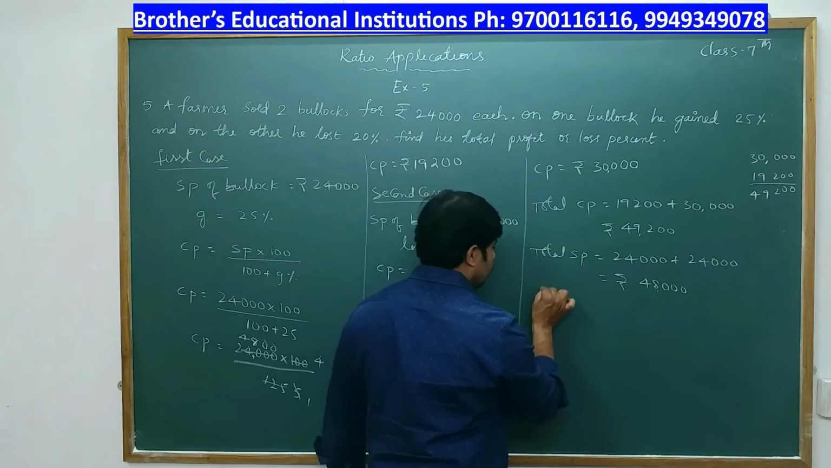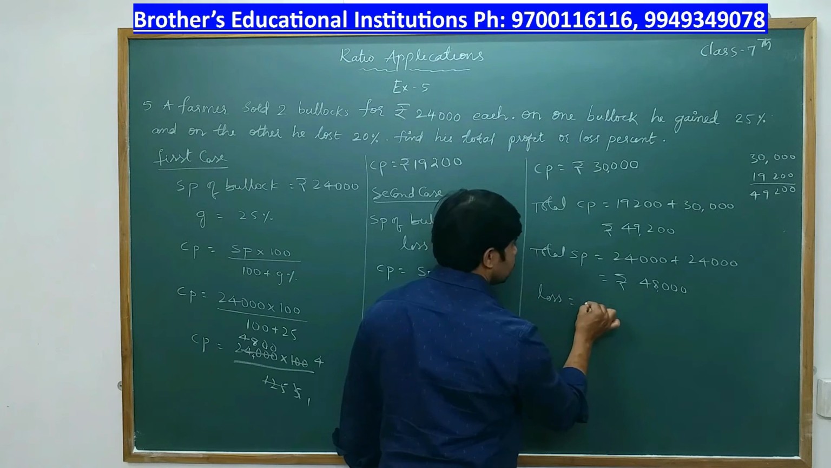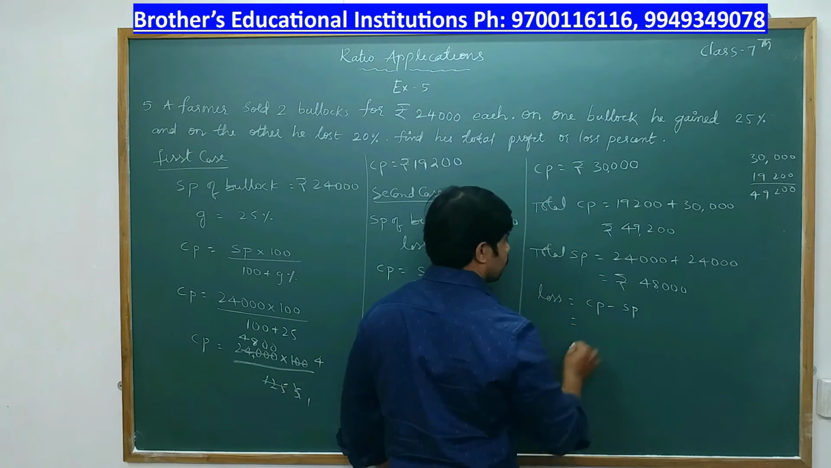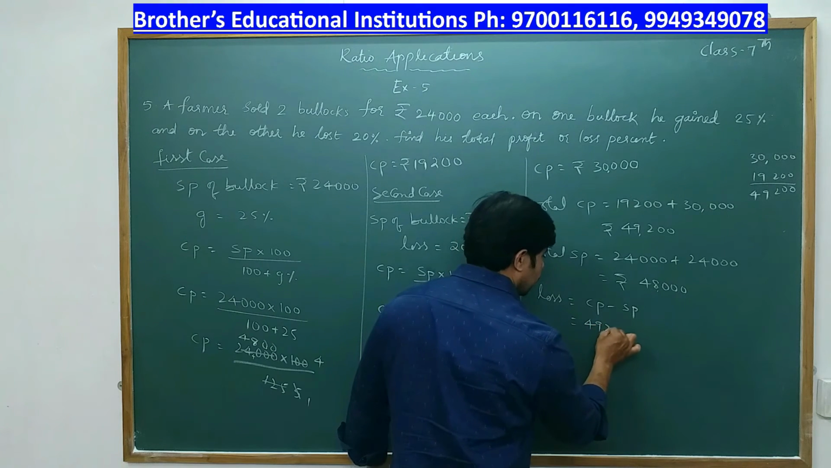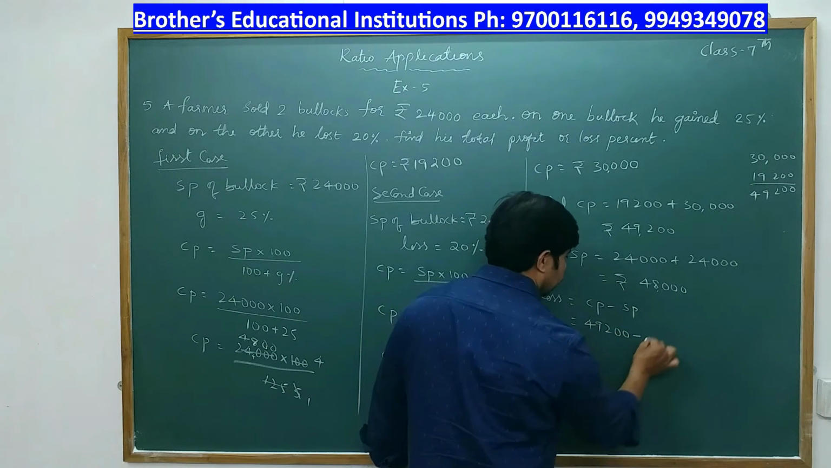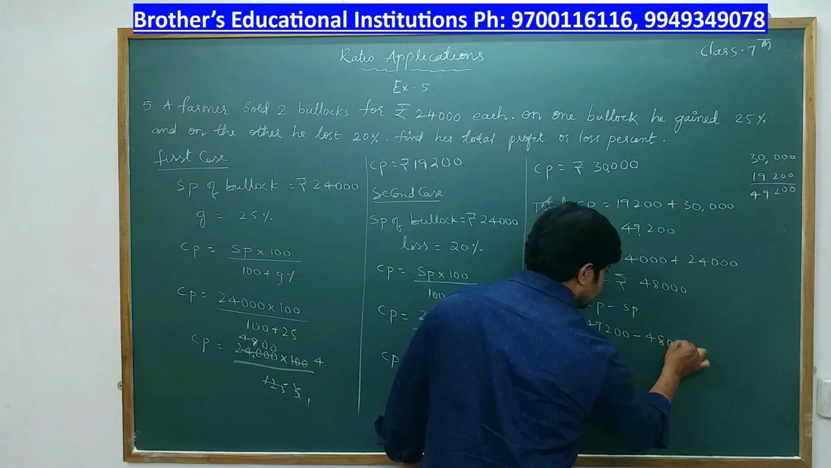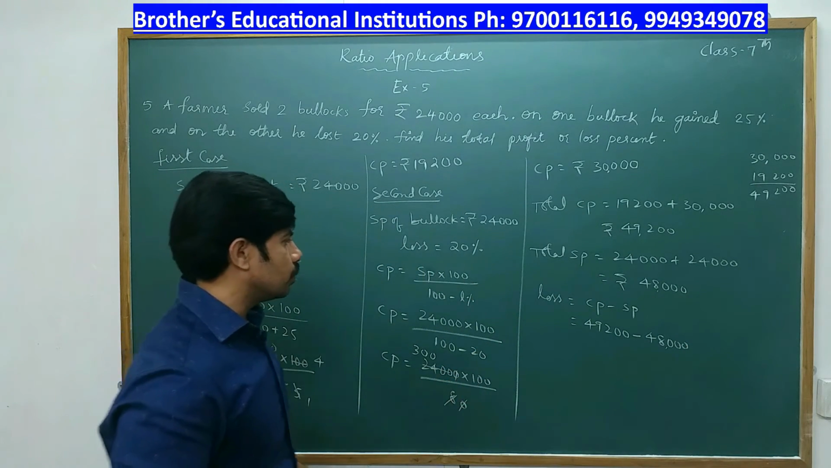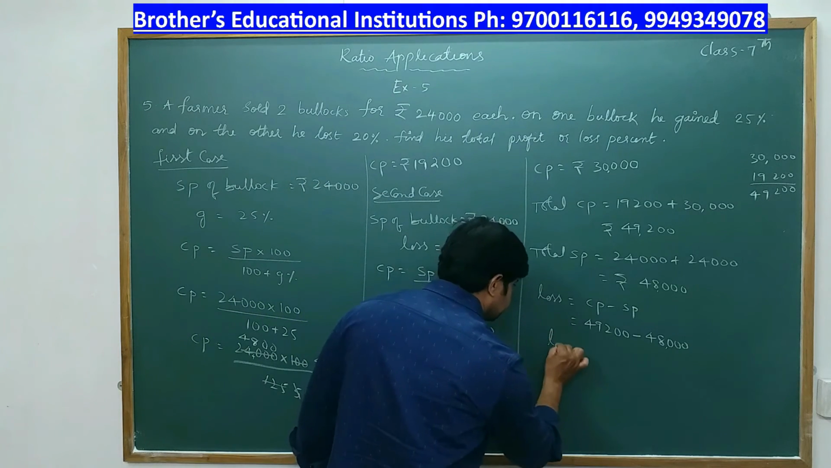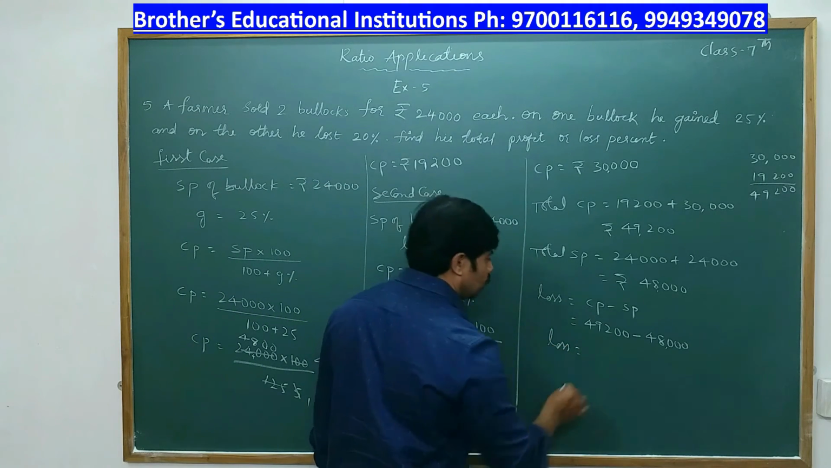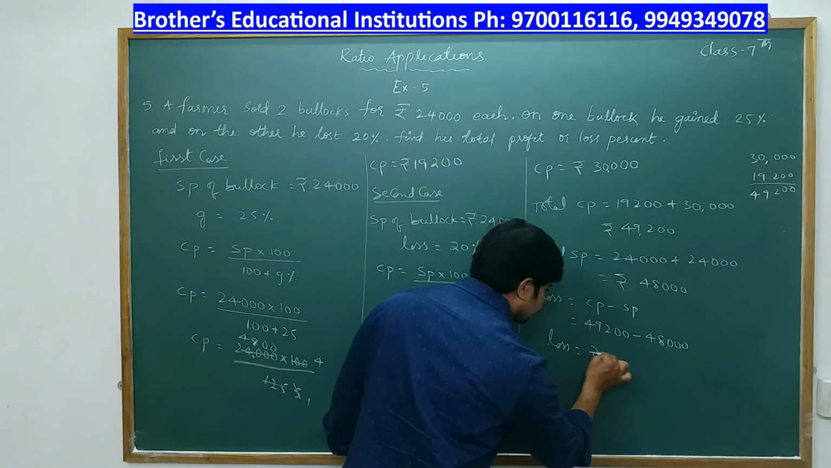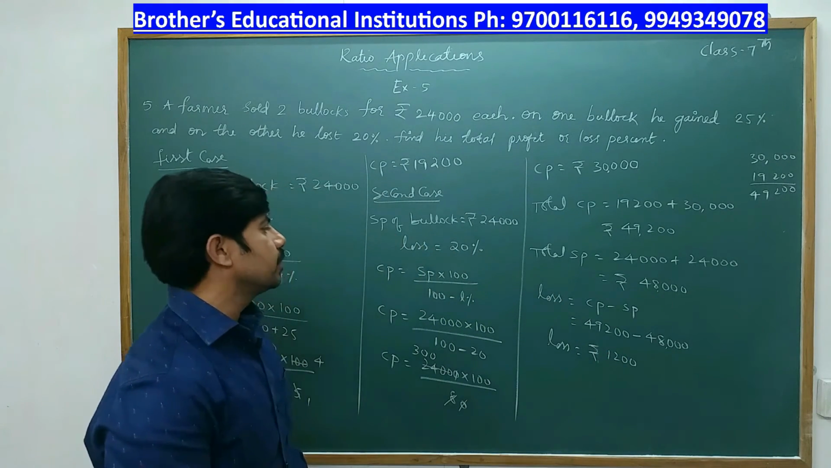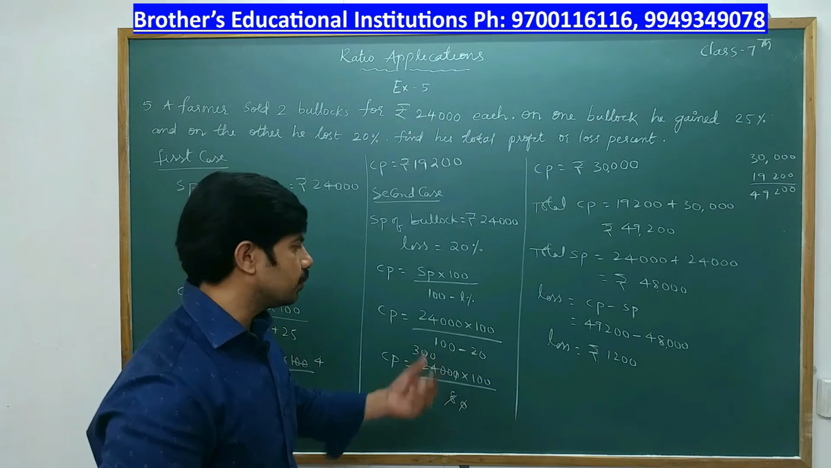So what is the loss? Loss is nothing but cost price minus selling price. The cost price is 49,200 minus 48,000. Now we need to subtract these two. So what loss do we get? Loss will be 1200 rupees. 48,000 plus 1000 is 49,000, plus 200, so 1200 rupees loss.